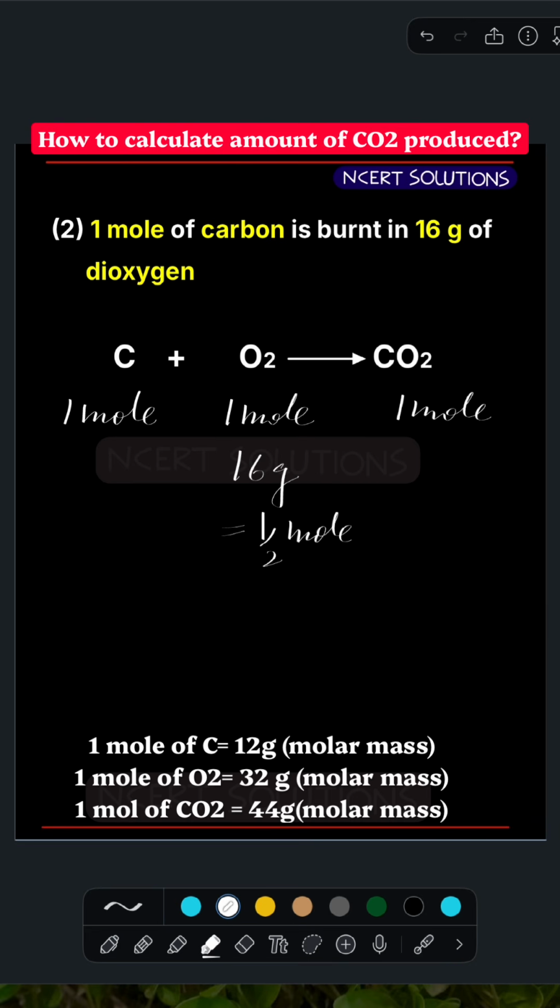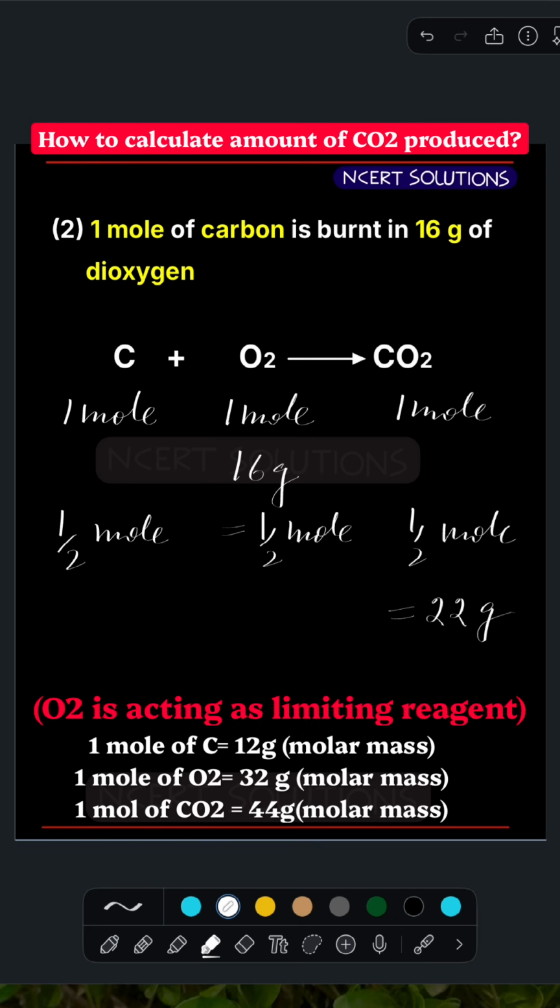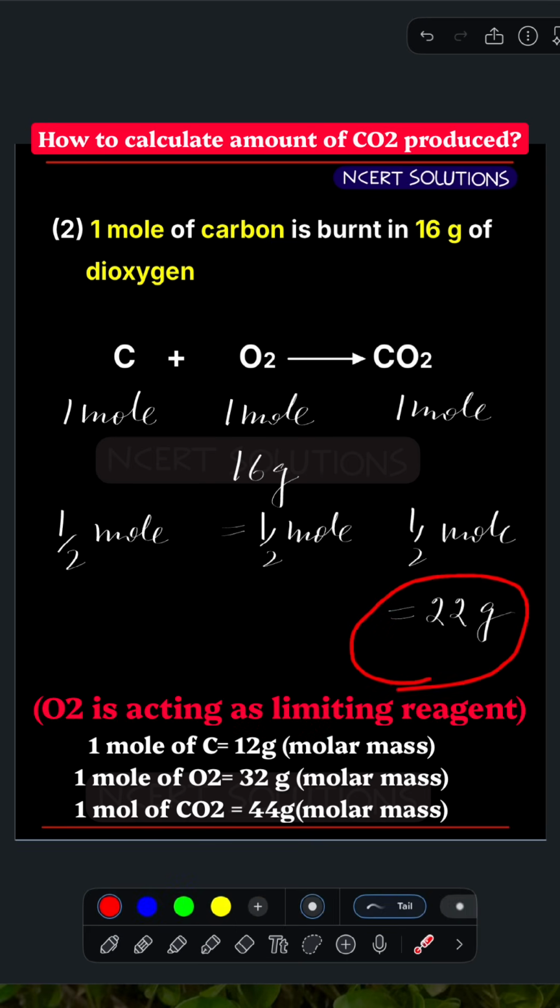So this half mole will bring about combustion of only half a mole of carbon to give half a mole of carbon dioxide, which is equal to 22 grams. So this is the answer for the second part.